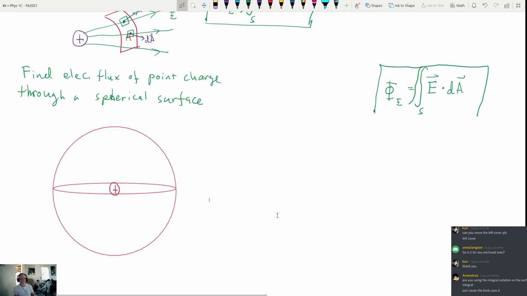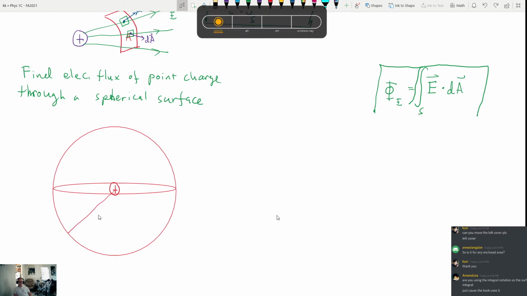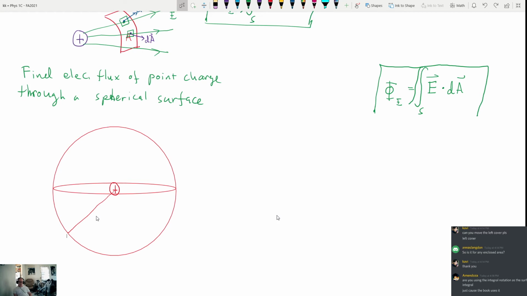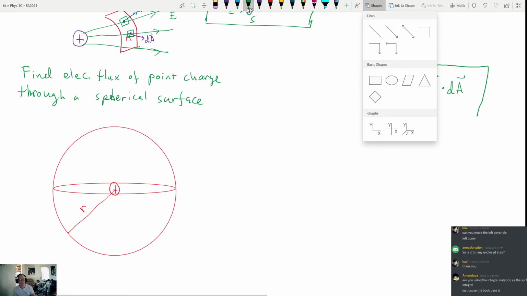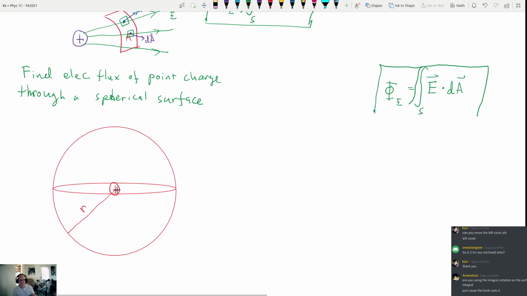So there's our sphere. We place our charge right at the center of the sphere. And I'm just going to go ahead and say that the radius of our sphere is little r. Does it really matter? I don't think it does. So that's our sphere. It has radius r. And we're going to find the flux through this sphere, which means we're going to need to draw field lines. So our electric field lines are going to kind of come out like this.